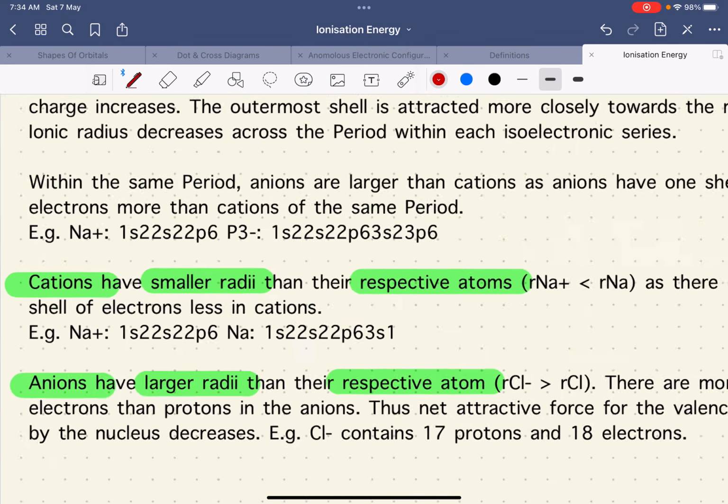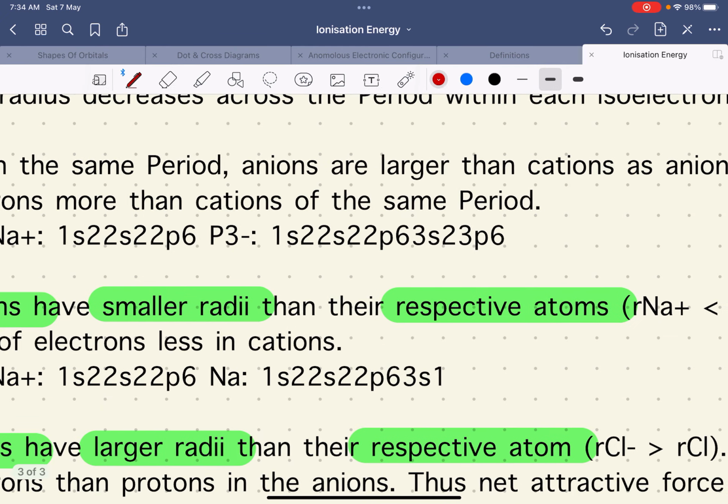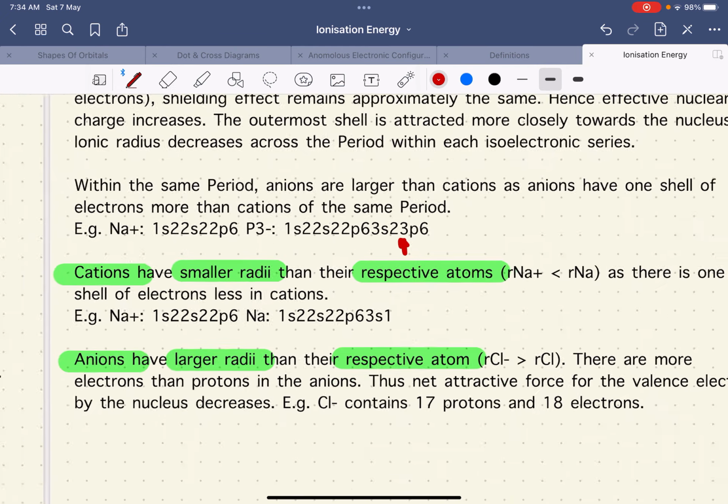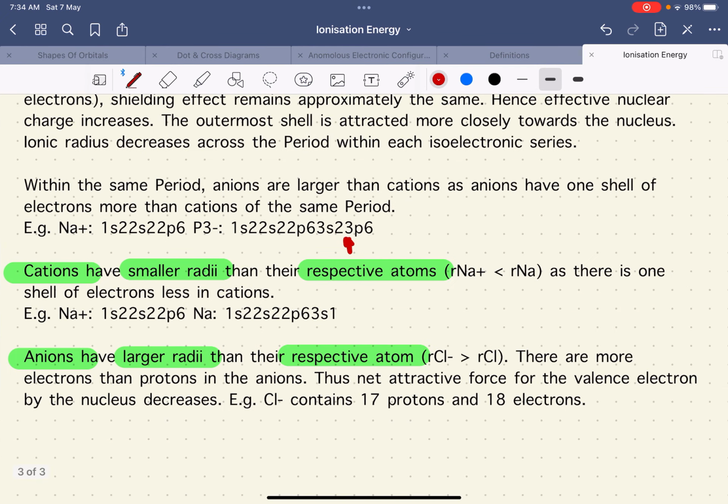You draw this out, then there is one shell of electrons more. Where is the one shell of electrons? See, the third principal quantum shell. Then you understand already that the cations have smaller radii. This one you need to know, because it came out in Test 2. Does it necessarily mean it will come out again? No, but you just need to know because they are very perspicacious. You need to be meticulous.